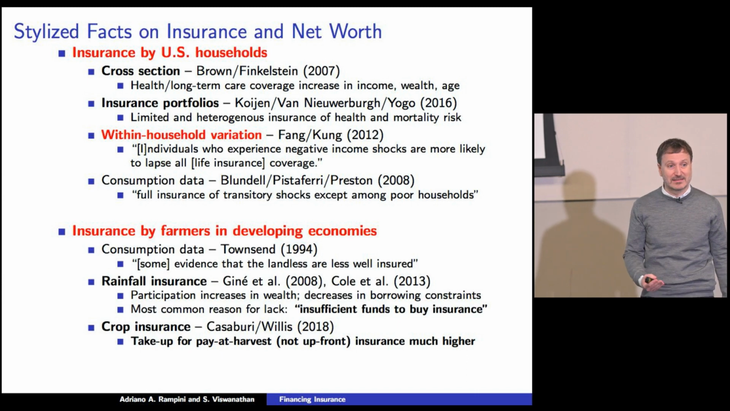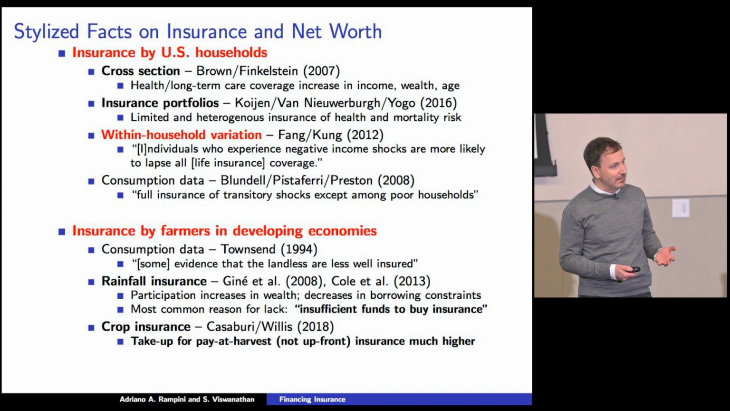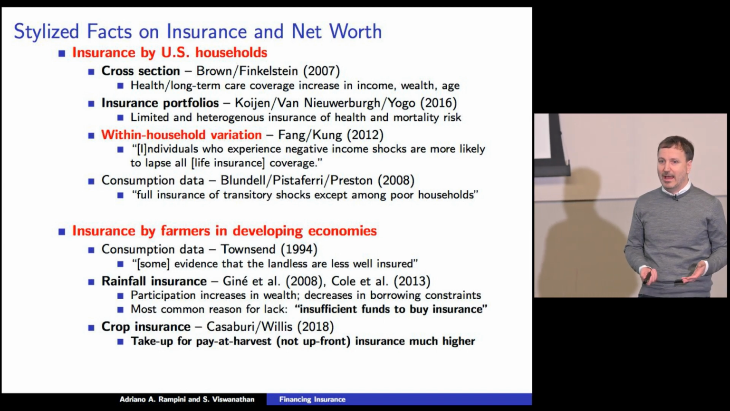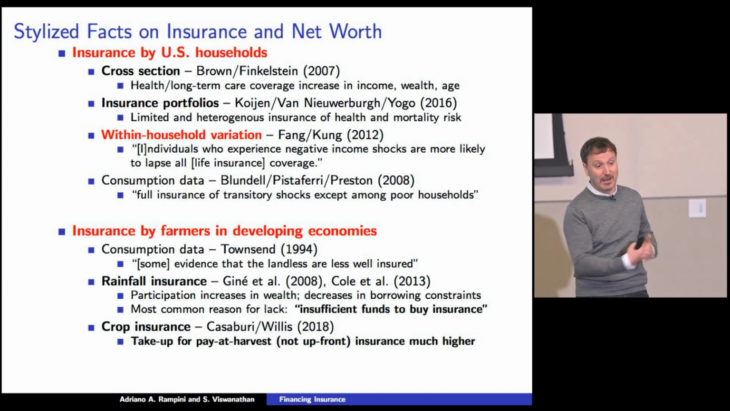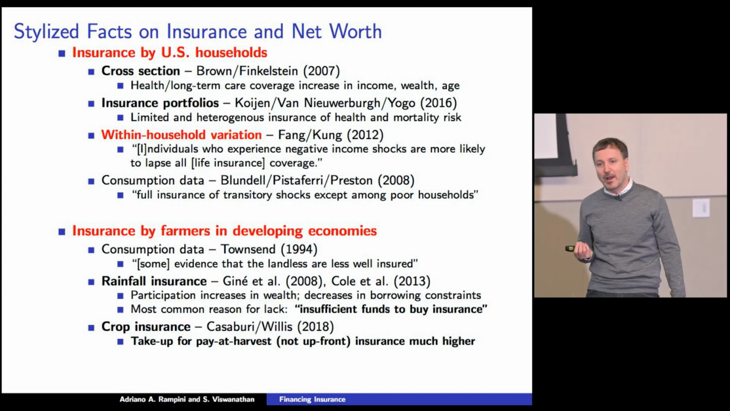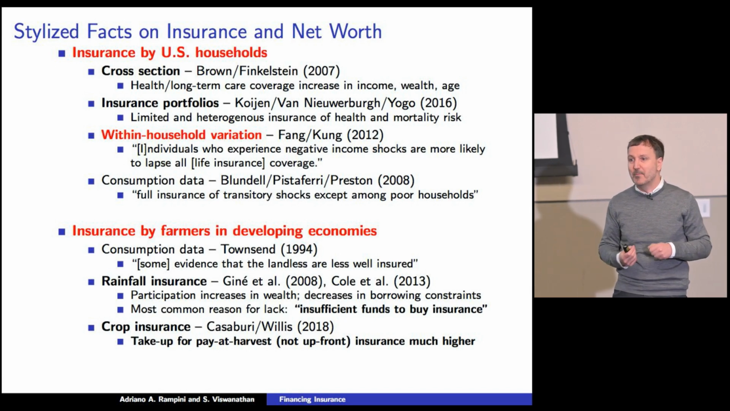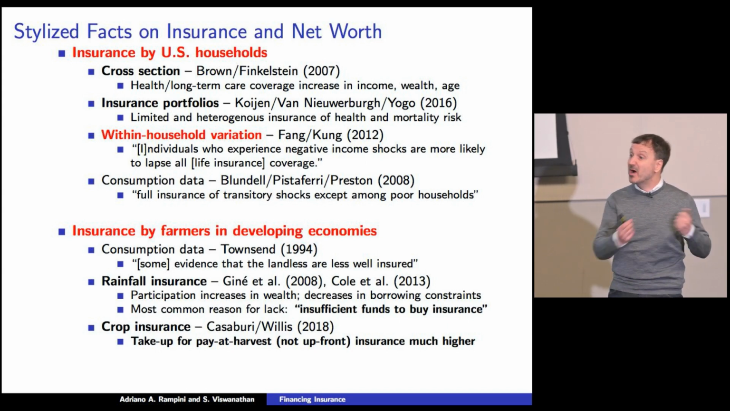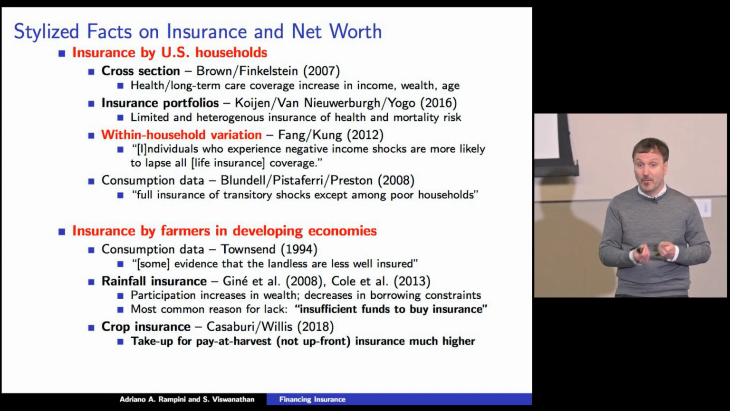Okay? There are similar patterns in developing economies. For example, when you ask people in the developing economy context, why don't you buy rainfall insurance? They tell you, I don't have the money, I can't afford it. Okay? This makes sense in a model where you have to pay the premium up front. A recent paper in the AER by Casaburi and Willis looks at crop insurance, and they actually have a field experiment where they offer pay-at-harvest insurance instead of pay-up-front insurance, and they get much higher take-up on the pay-at-harvest insurance relative to the pay-up-front insurance.